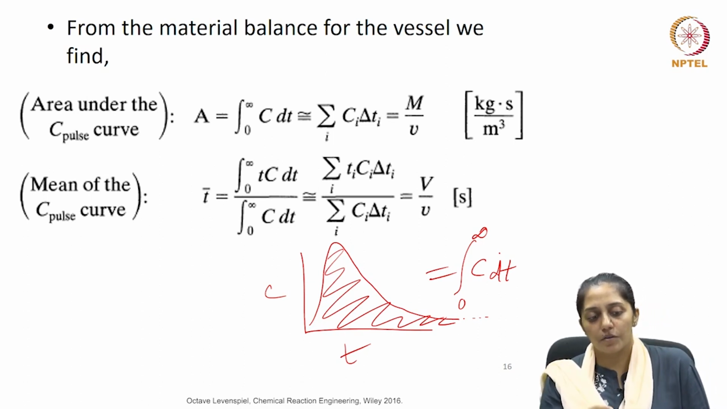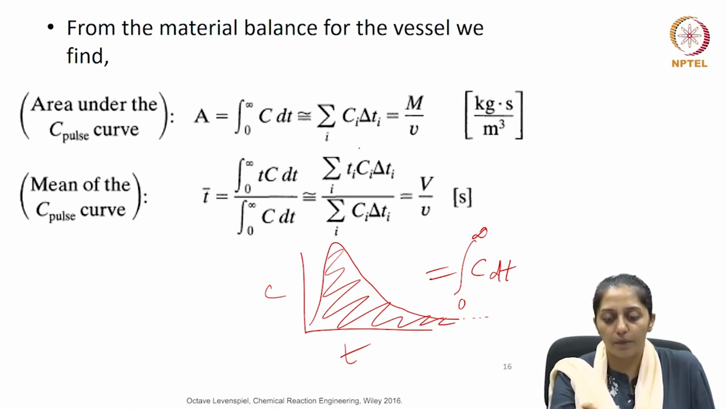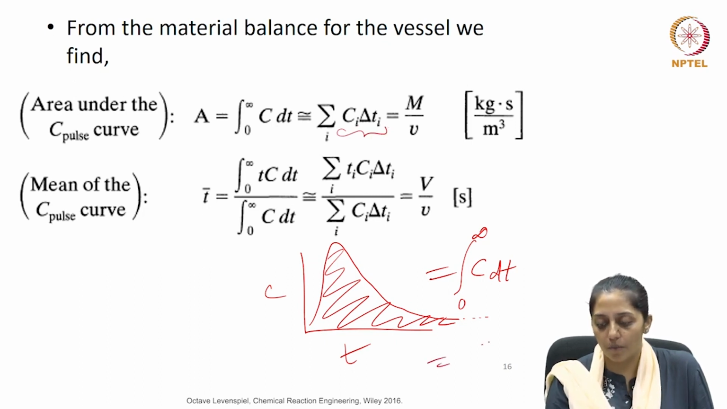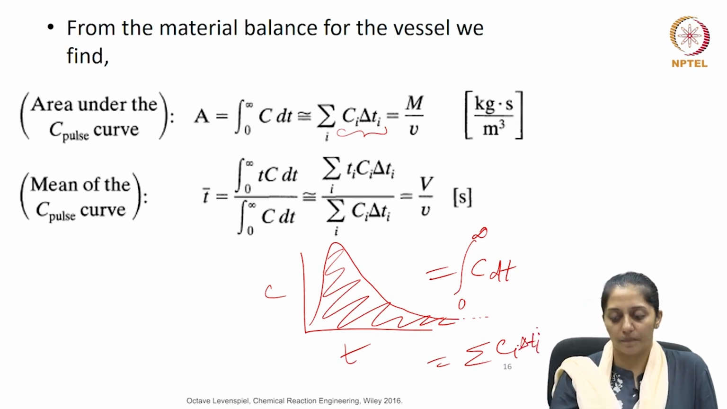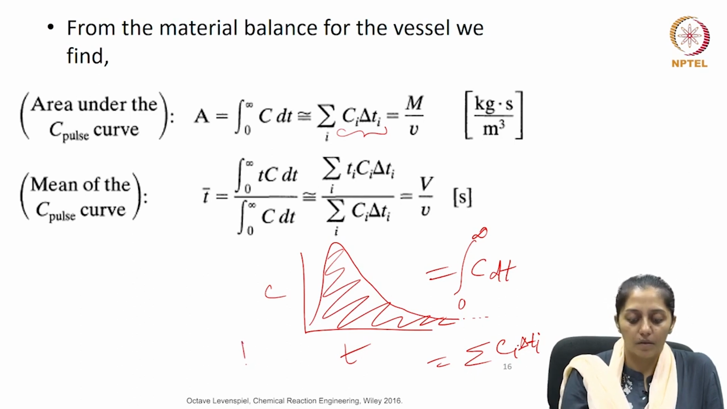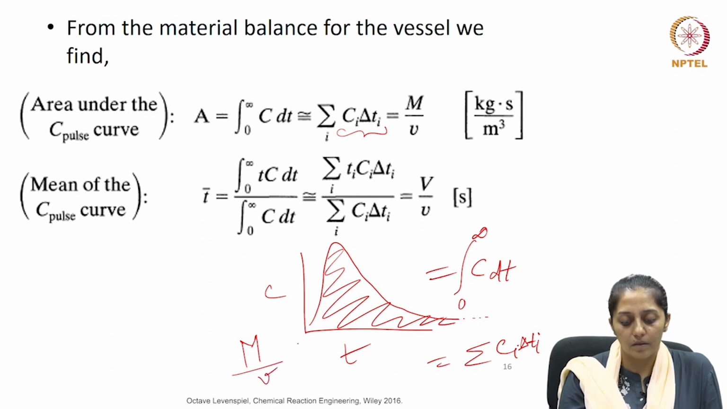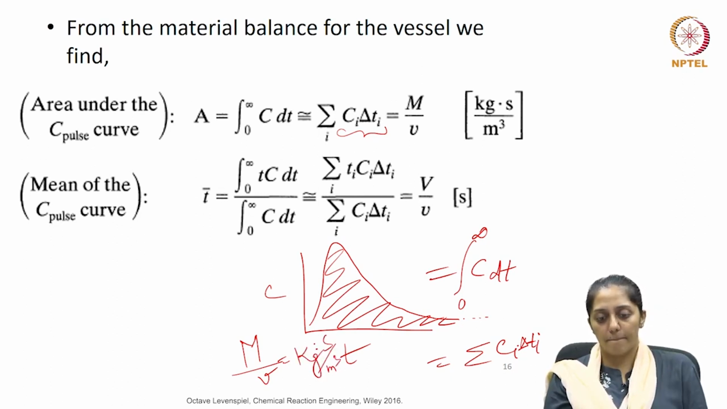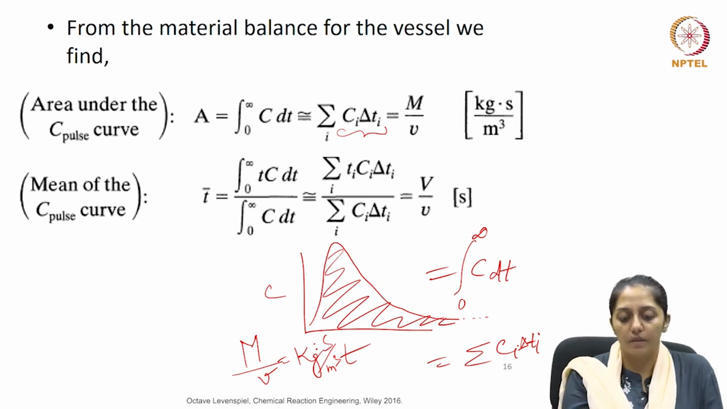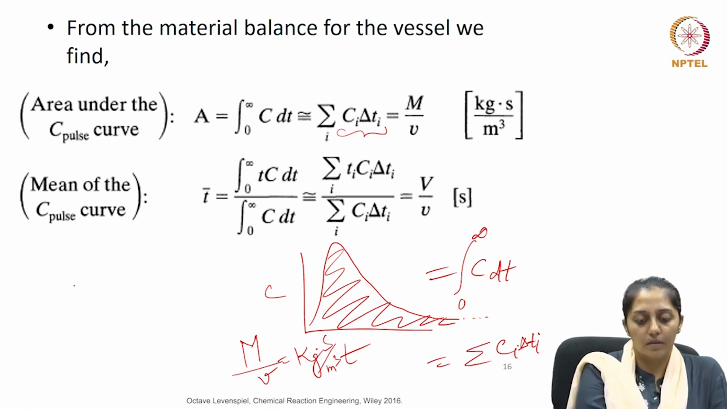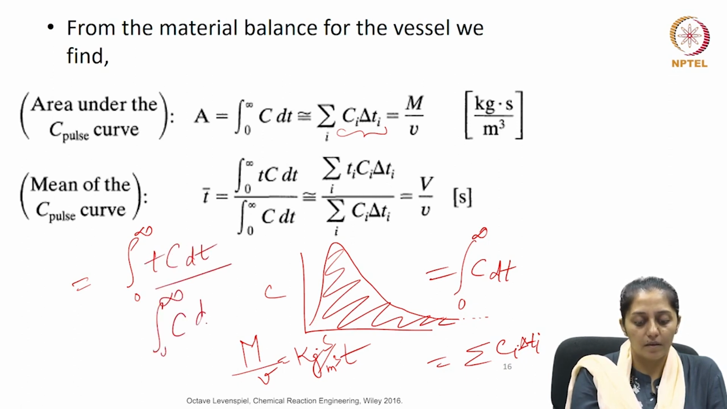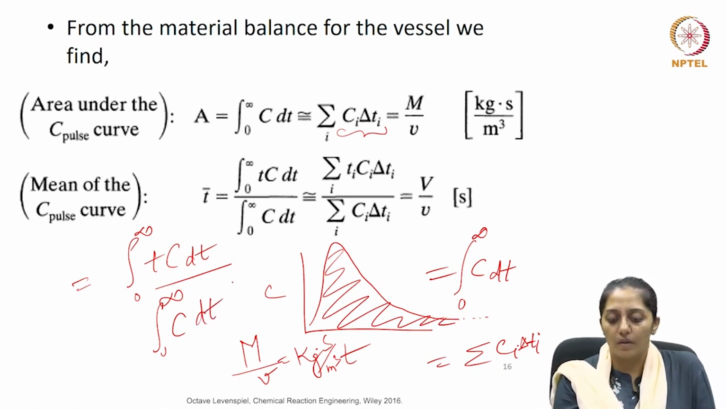Now, in terms of small time intervals delta t, equally distributed, we can further reduce it to the summation of Ci delta Ti, which is nothing but the total amount of tracer added divided by the volumetric flow rate, in meter cube per second. So this is the area under the curve. Now the mean of this curve can be determined by using statistics, as shown here, so your mean residence time can be obtained.